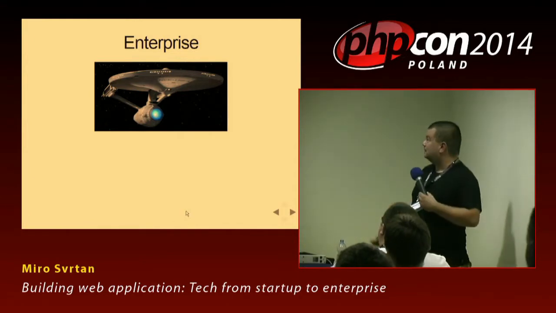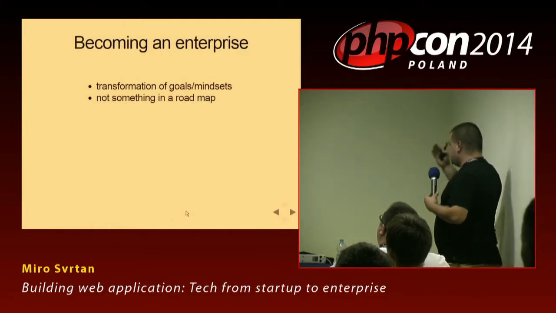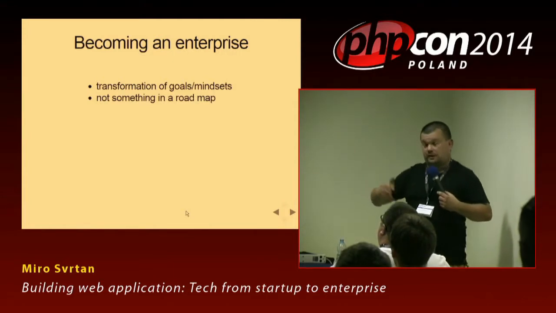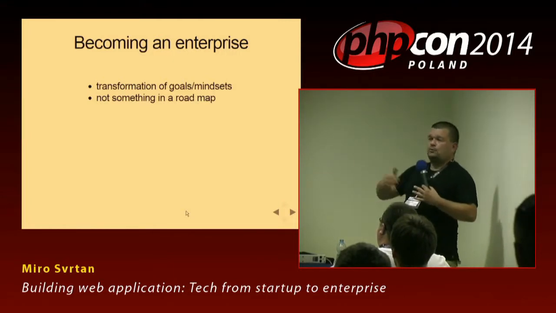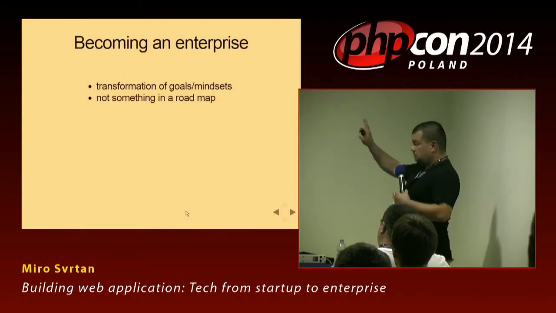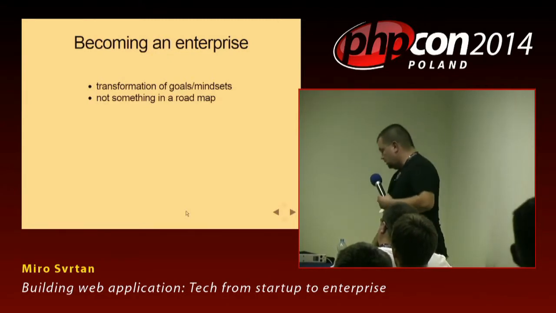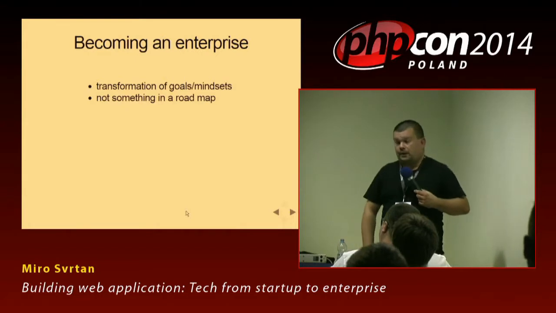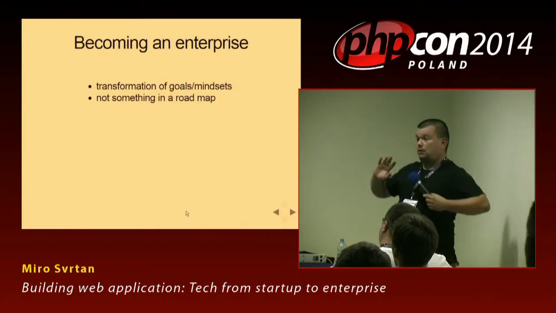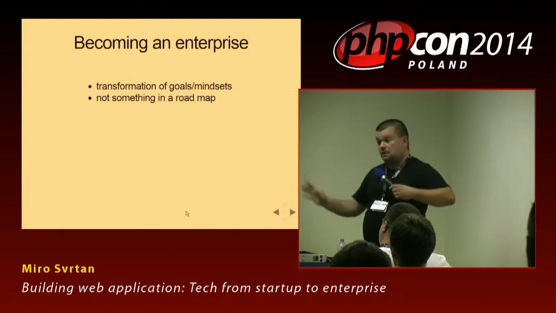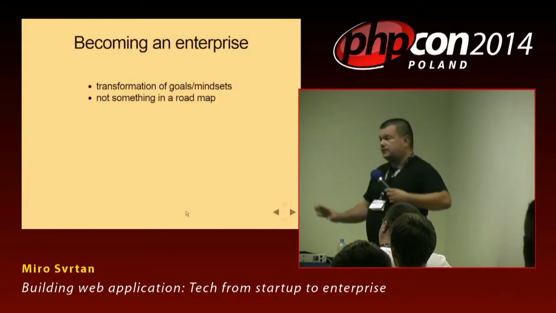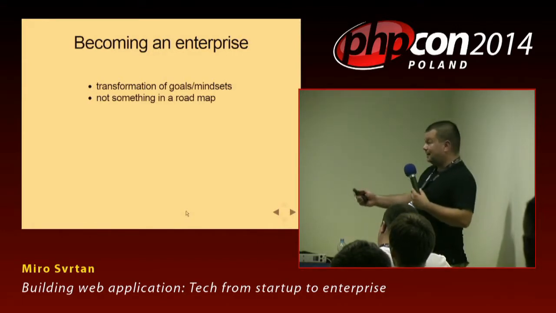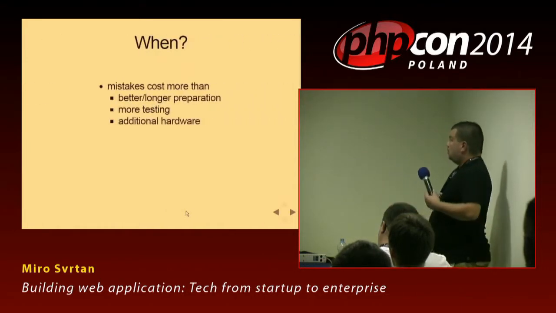You've been drinking already. So one of the things is how do you become an enterprise? Or let's consider it an enterprise. Everybody has a different point of view of what is an enterprise and what is a startup. Let's keep it to what I think. It's just a transformation of goals and mindsets. So it's not something you put in a roadmap like, yeah, we're going to build a cool new web shop for e-commerce, you're going to have a million users next year, $10 million, and you're going to be an enterprise. No. At least I've never heard of something like that in any kind of roadmap.